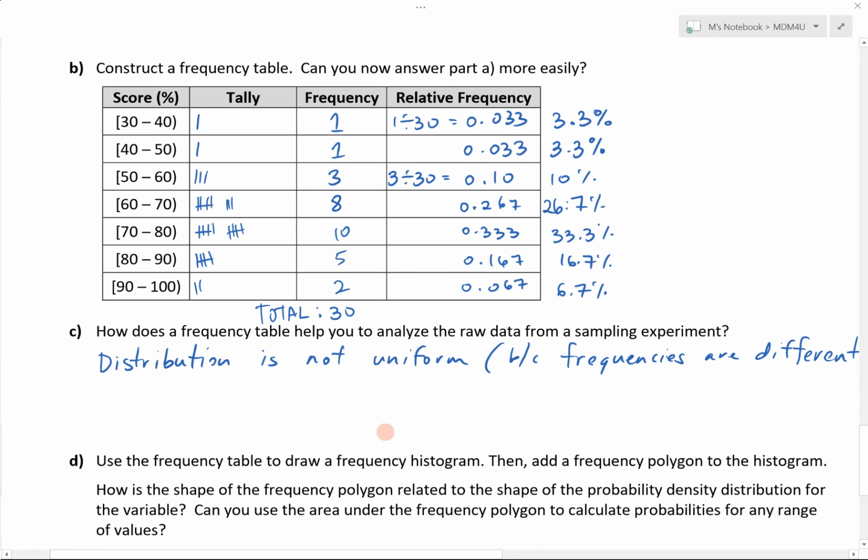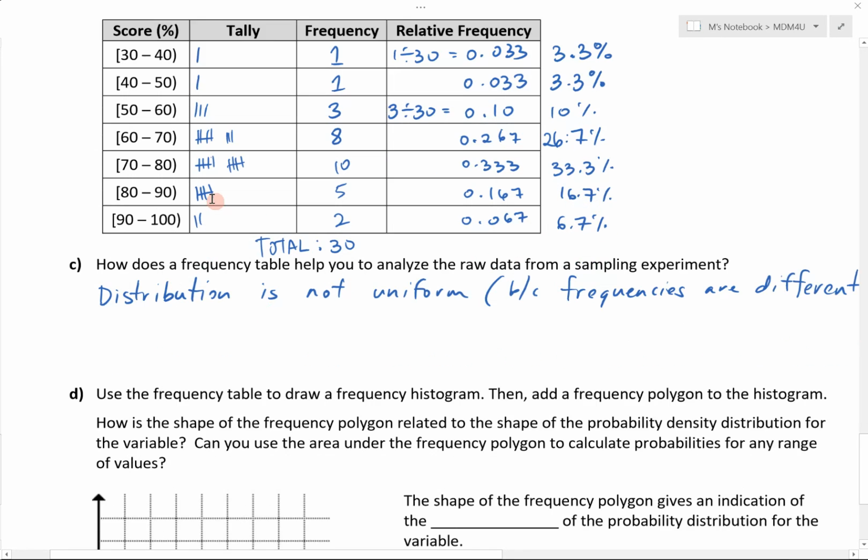And the mean value, so look at the most common value. It's going to be likely in this bin range between 70 and 80. So I'm just going to say the midpoint. The midpoint of that is 75. So the midpoint would be about 75%. The mean examination mark is 75%. Okay, let's move on to the next part.